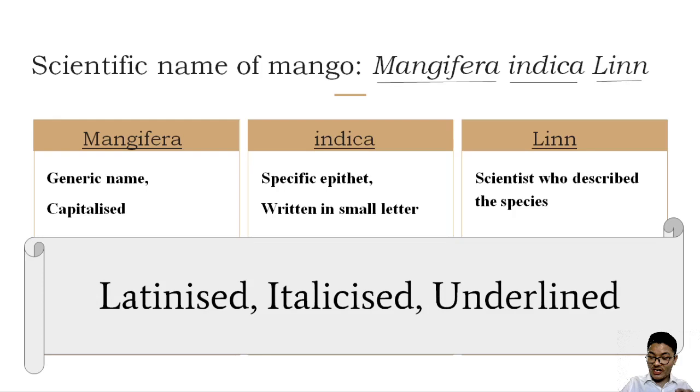So I hope you have understood how a name is given to a species and how biological names are written. Latinized means mostly in Latin language. Italicized means written in a slanted manner, and should be underlined whenever we are writing by hand. If we are publishing, then it should be written in a slanted manner.